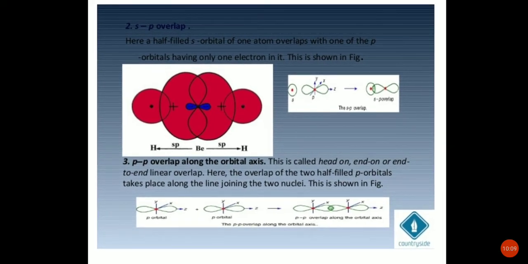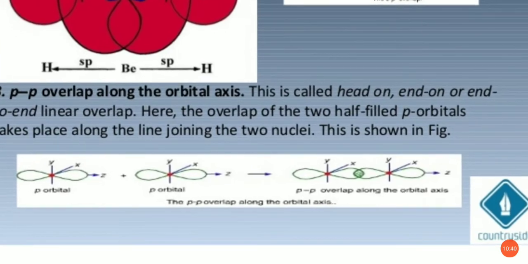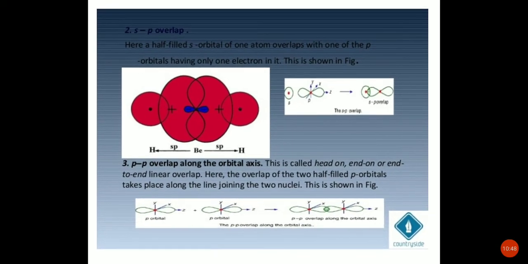And the third one is pp overlap along the orbital axis. pp overlap means overlapping of two p orbitals. This is called head on or end to end linear overlap. Here the overlap of the two half-filled p orbitals takes place along the line joining the two nuclei. This is shown in this figure. So when p orbital plus p orbital gives pp overlapping, it is head on head overlapping.